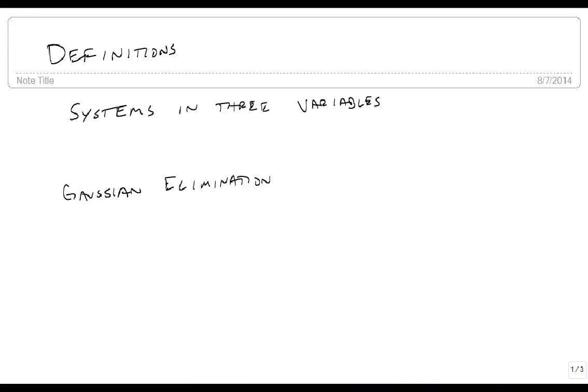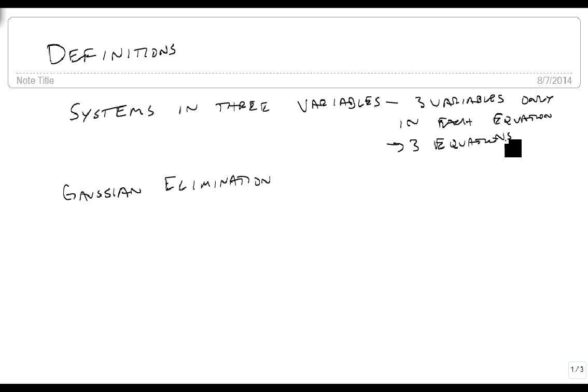We're now going to give some definitions for systems of linear equations in 3 variables. Specifically, systems in 3 variables means that we have 3 variables at most, 3 variables only in each equation. Typically, this also means that we'll have 3 equations, but that doesn't necessarily have to be true most of the time.